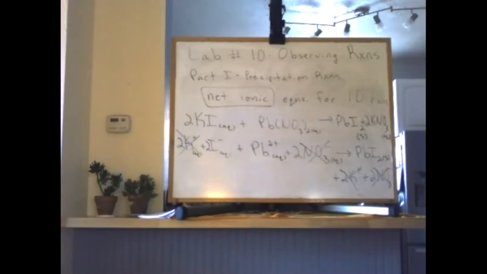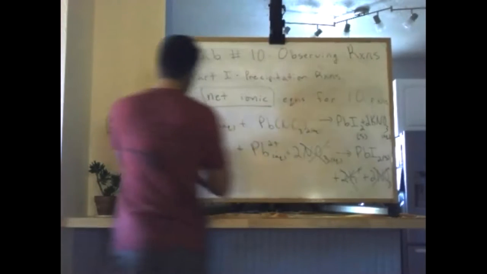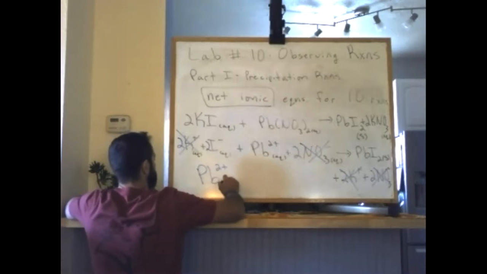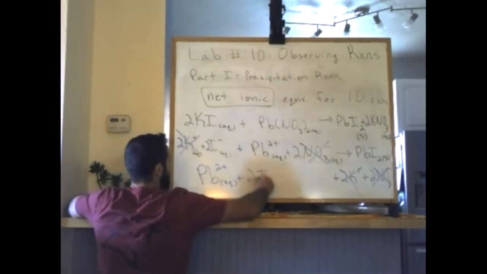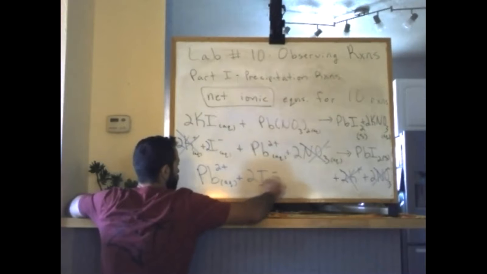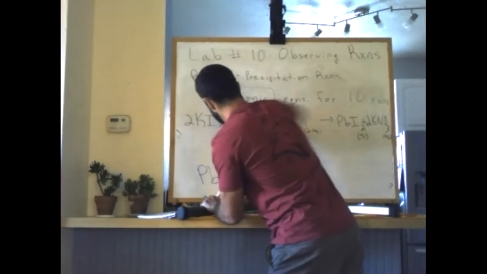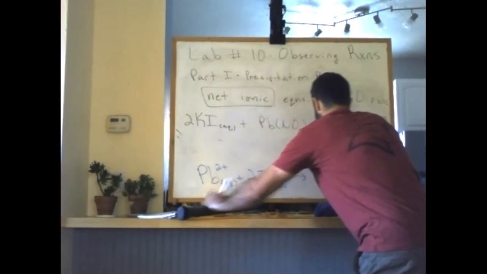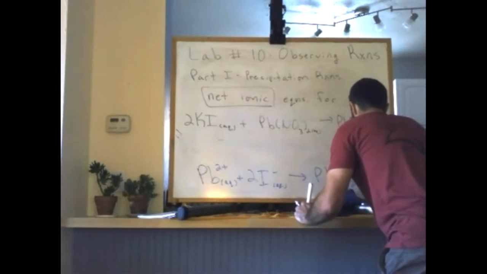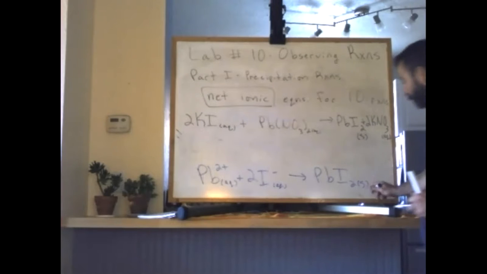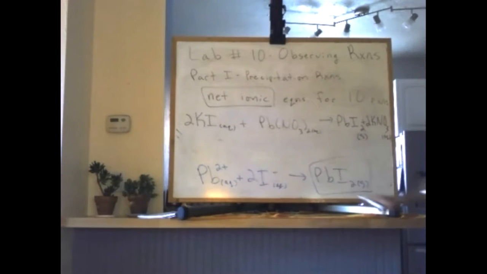So when we cancel spectator ions, we are left with our net ionic equation. So the net ionic equation is simply lead 2+ combines with 2 I minus to form, erase all this, to form our precipitate lead 2 iodide. So notice for precipitation reactions, the net ionic equation is simply going to be the precipitate we form and the ions that formed it. Everything else will be a spectator ion.